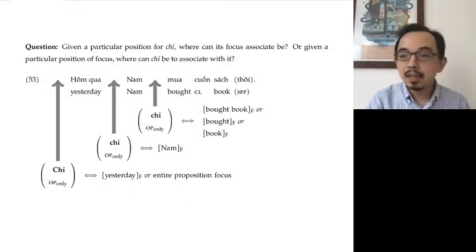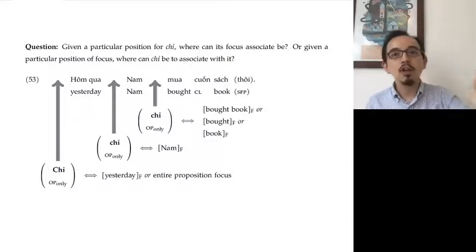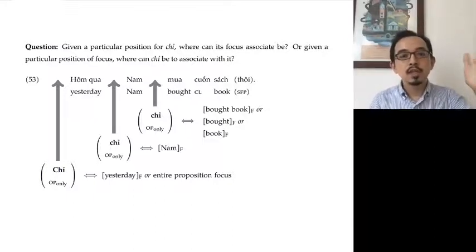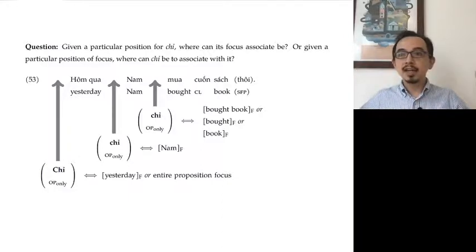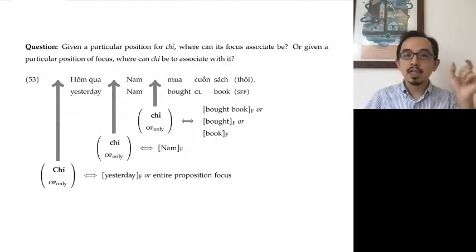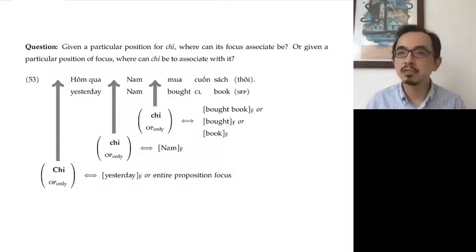So now, in each of these positions, the choice of focus associate is different. In the clause initial position, what only can associate with has to be yesterday or the entire proposition. And here I'm only looking at the distribution of chi, but correspondingly you can have moi on yesterday, but you can't have moi on another constituent unless you're interpreting it as a separate instance of only. But that's rather marked.